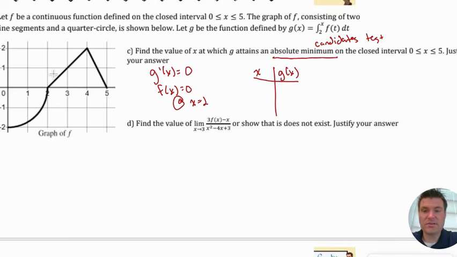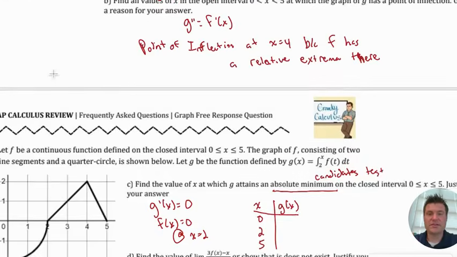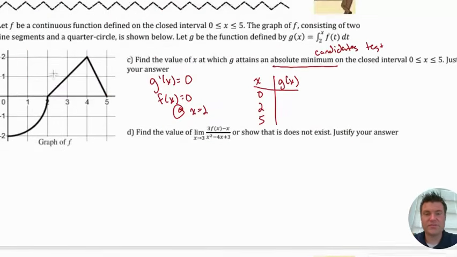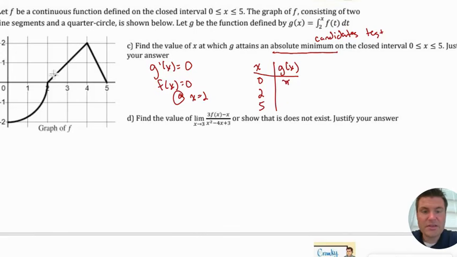And then I'm going to use negative 2, not negative 2, it's 0. I'm looking at the y's. This is going to be x equals 0, and we're going to use x equals 2, and we're going to use x equals 5. Now here's the good news: I already did some of this work up here, so I have g of 0, I have g of 5. So g of 0 is pi, g of 5 is 3, and I didn't do g of 2, but I can find g of 2 real quickly because the bounds are the same. This has no area, so this is equal to 0.